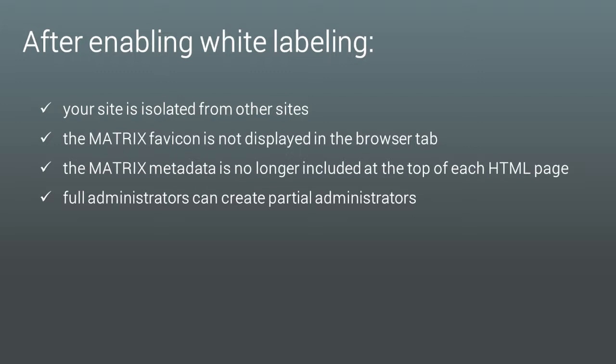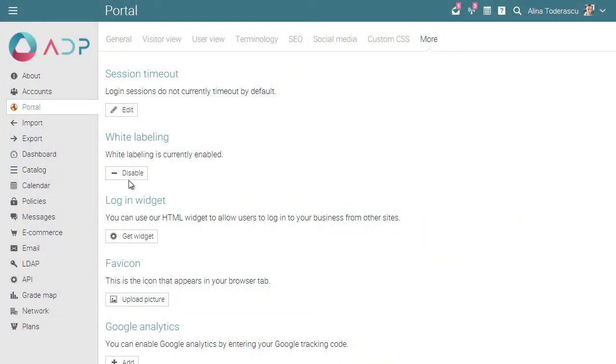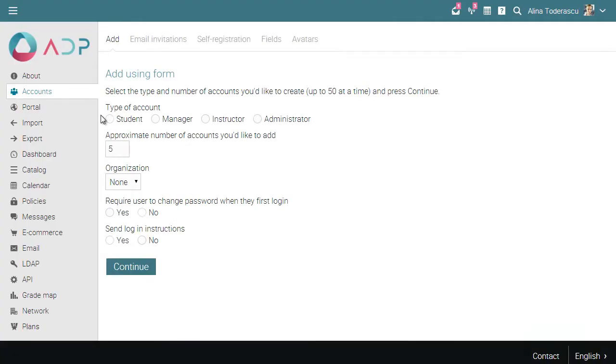Now let's go ahead and create a partial administrator. Click Accounts. Typically, the vendor who resells the site has one or more full administrator accounts which they use to customize the portal, manage payments to Matrix, and access the support forum. In addition, the vendor can create partial administrator accounts for the company that they are reselling the site to.